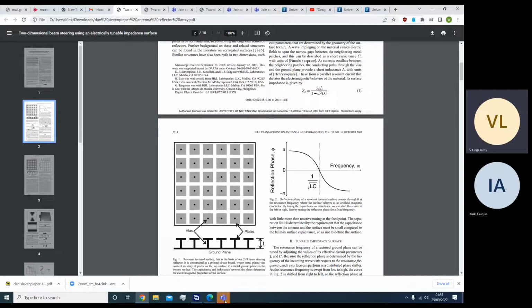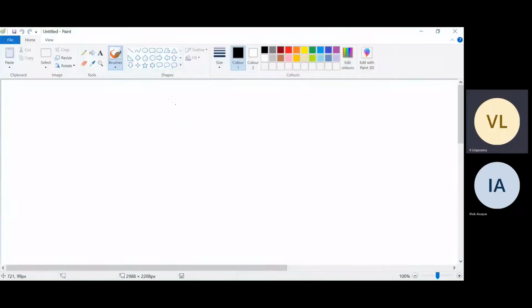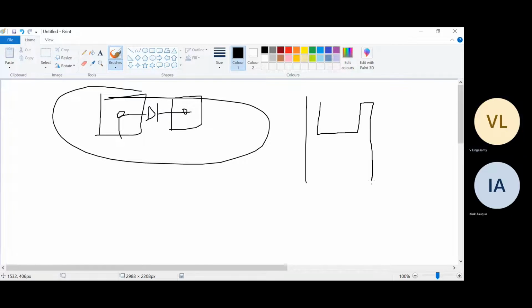Do you understand my point? Yeah, I understood. You are saying that in one structure, you have a patch with a via like this. Through the via, I am biasing the varactor diode. Then you have, for example, a diode like this. The other structure is something like this, inside which I am having a varactor diode.